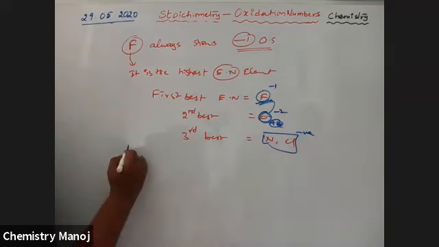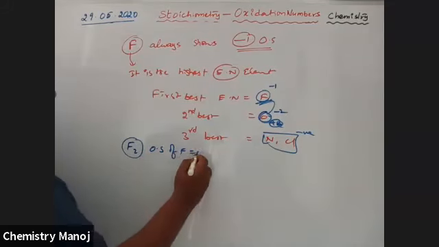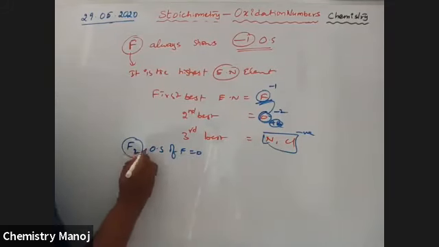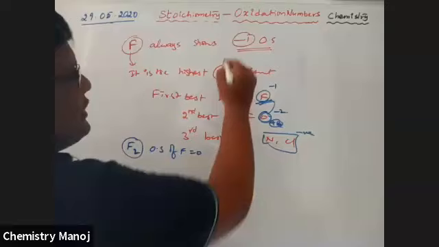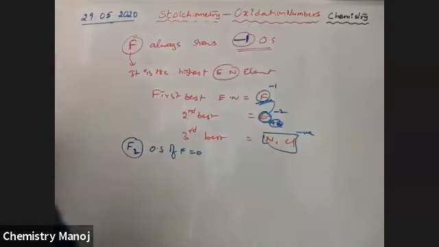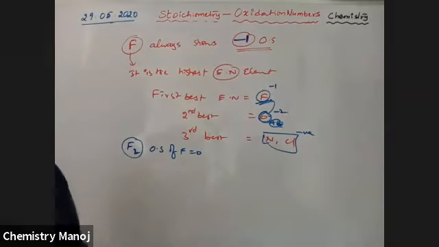So in F2, oxidation state of F is equal to 0. Element in its molecular form, oxidation state is equal to 0. So the one and only oxidation state exhibited by fluorine in its compounds is -1. Whenever fluorine is in combined state, always the fluorine is in -1 oxidation state, please.